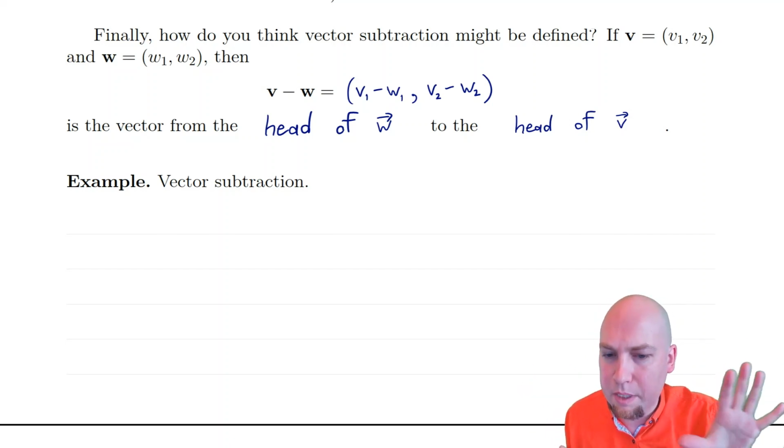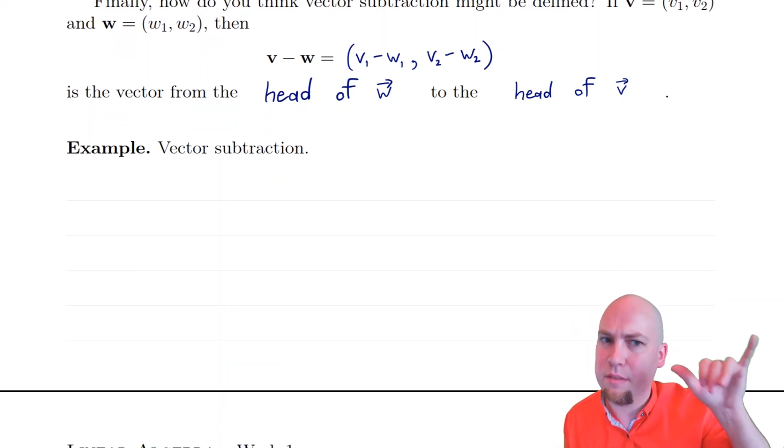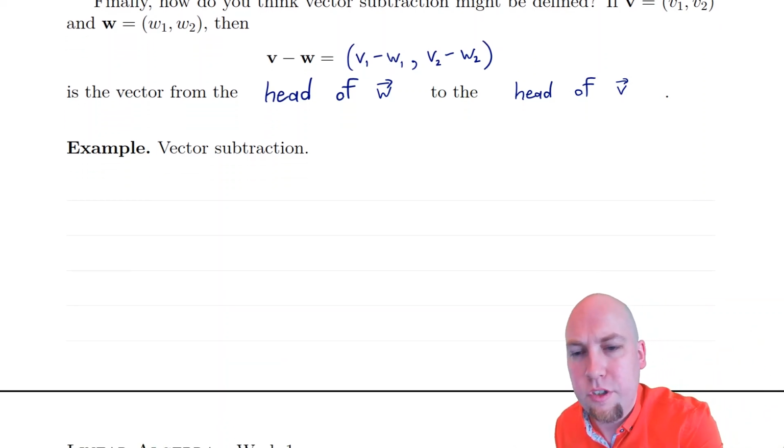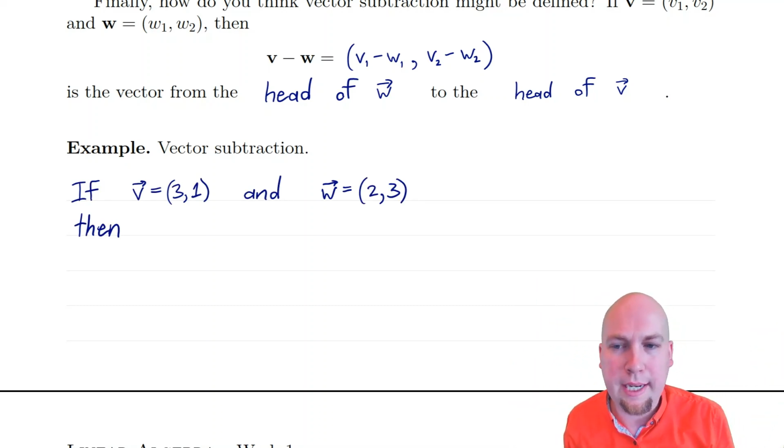So that's weird to think about. Let's draw a picture and try to explain why that is. Why does vector subtraction work so weirdly geometrically? All right, so suppose we've got these two vectors, (3, 1) and (2, 3).